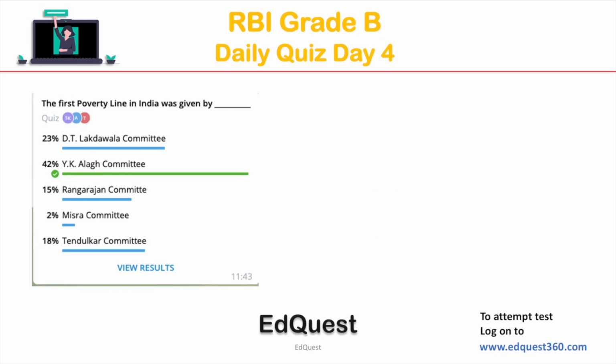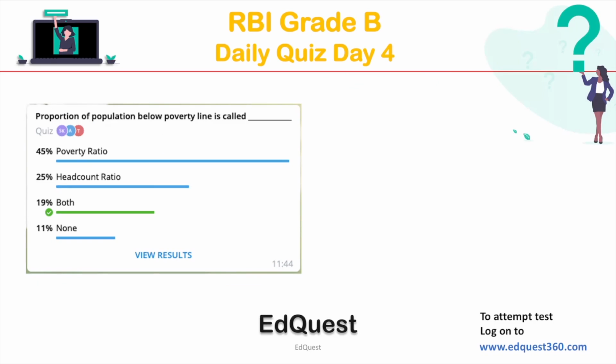So question 1. The first poverty line in India was given by... In 1979, a Planning Commission task force was chaired by Y.K. Alagh. We'll write it here. 1979, it was the Y.K. Alagh committee. Okay, and he constructed a poverty line for rural and urban areas.